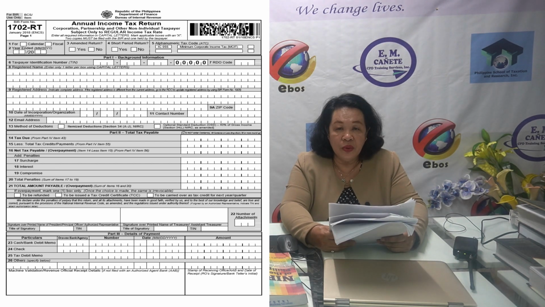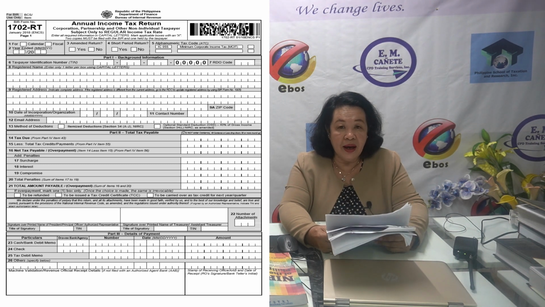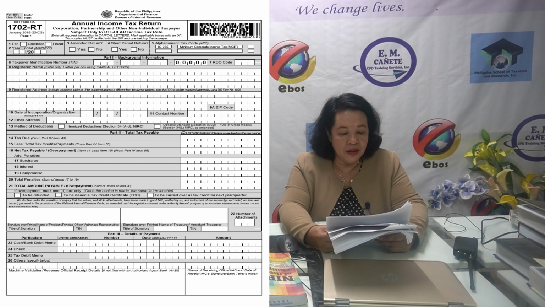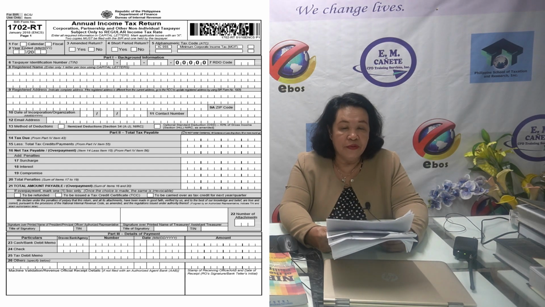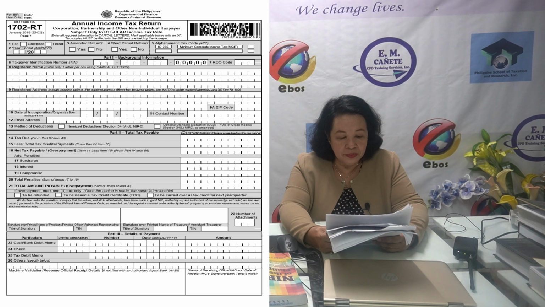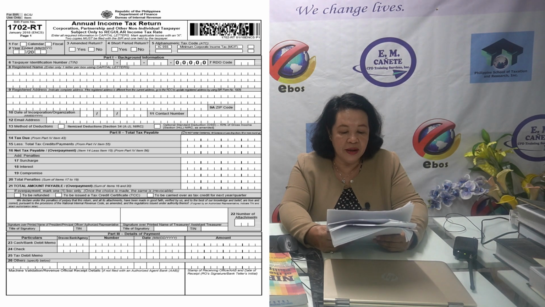Then line number 21, we have the total amount payable or overpayment. So what are the options that are given to you if there is overpayment? You have 3 options. First, you can have it refunded. So if you want it to be refunded, then check the first box.